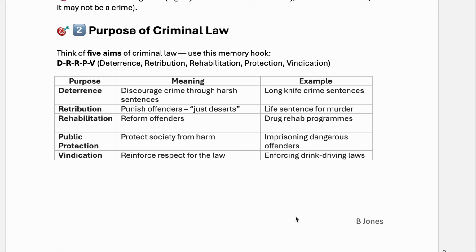Next, we have public protection. So keeping society safe by removing dangerous people from the streets. And this is usually by sending them to prison.